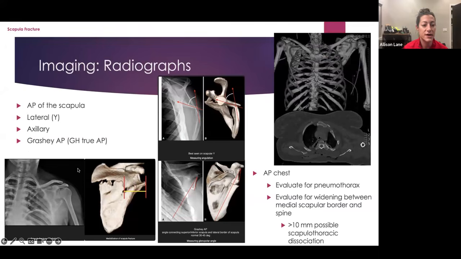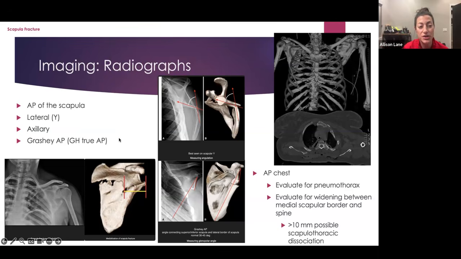So imaging, you have the AP of the scapula. In this area, you can look for medialization of the scapula, the lateral border. You also have the lateral Y view here, and this one's really good to measure angulation.